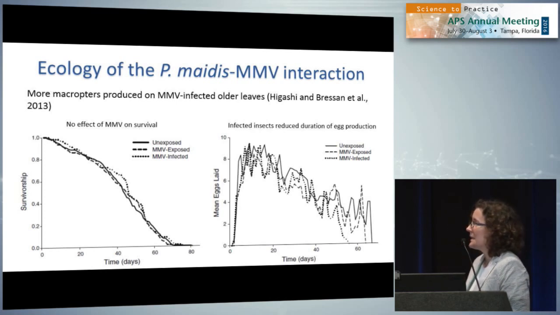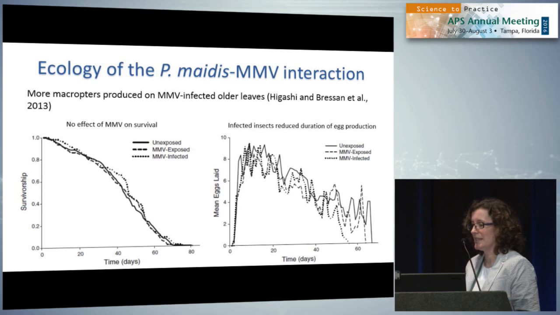But interestingly, they really don't see an effect of the virus on survival of the insect. We've done some similar experiments and seen similar things. Here they have unexposed insects, MMV exposed, and the MMV exposed infected insects. And you really don't see a difference in the lifespan of the insect.